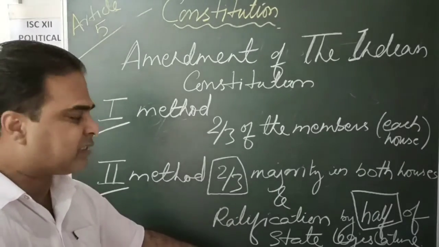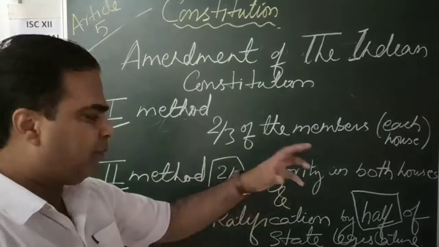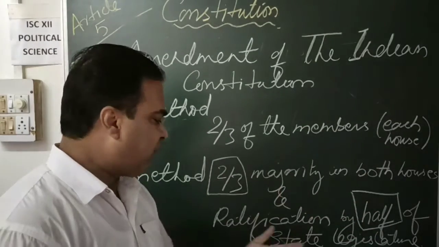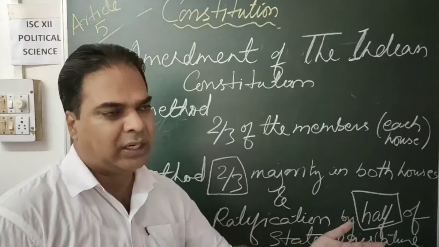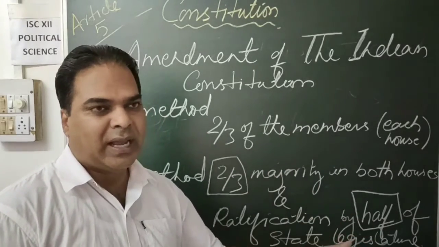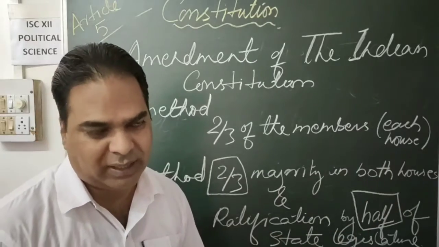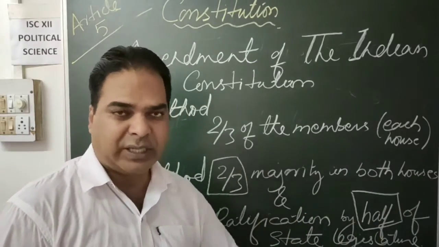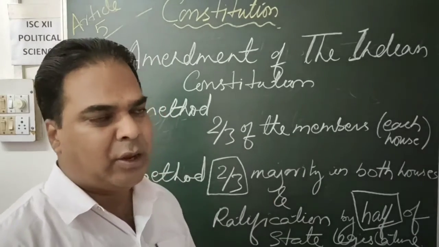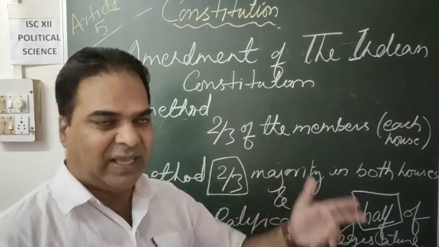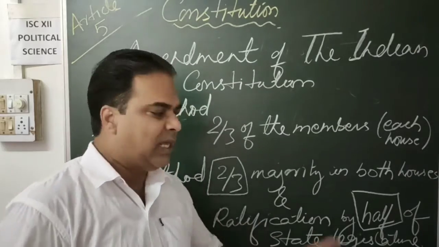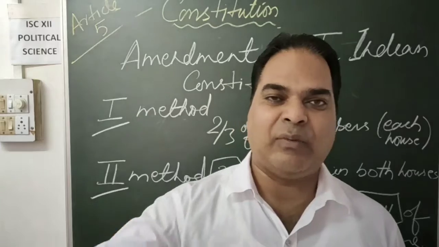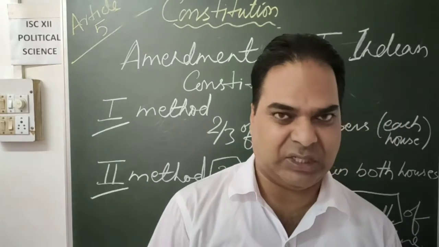Then it is asked from the state legislatures whether the amendment has to be done or not, whether you agree to it or not. Half of the state legislatures: there are 29 states, and half of 29 means, let us say, sorry, 14 or 15, let us take it. If 14 or 15 of the state legislatures give their consent, then the amendment bill will be passed and sent to the President for his assent.